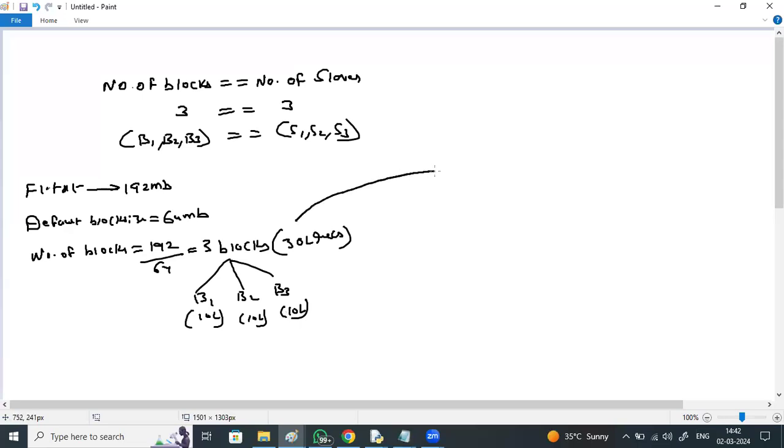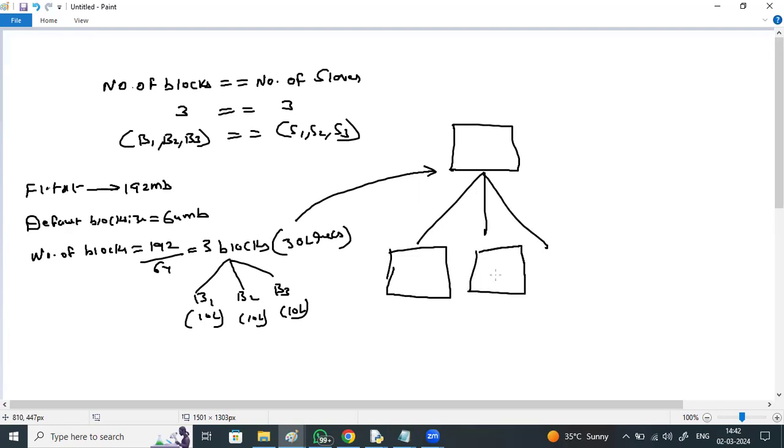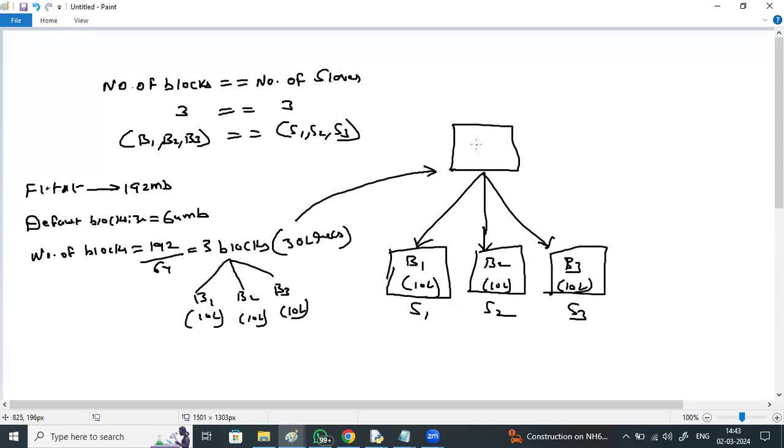See how the file is divided into blocks, and how the blocks are going to be stored across the cluster. Single master, multiple slaves: S1, S2, and S3. So B1 block here, B2 block here, B3 block here. B1 10 lakh records, B2 10 lakh records, B3 10 lakh. This is master node.